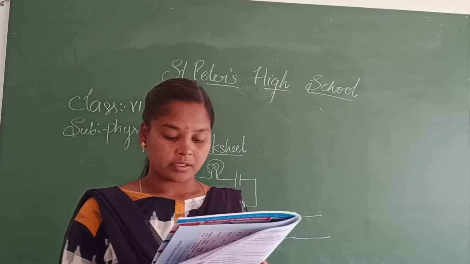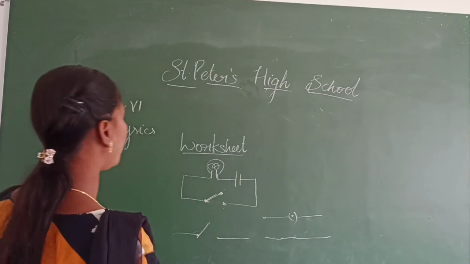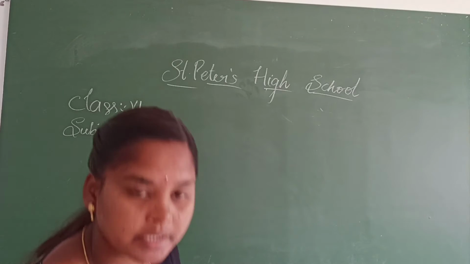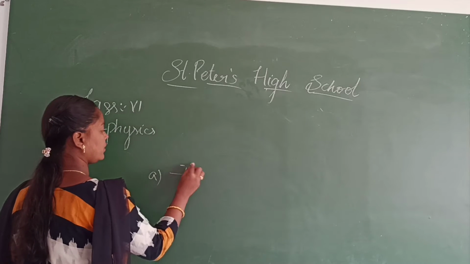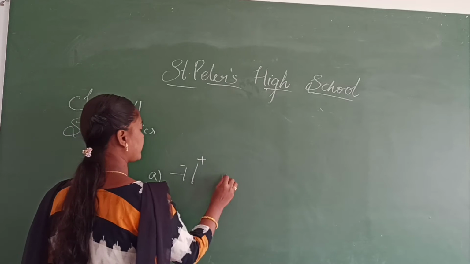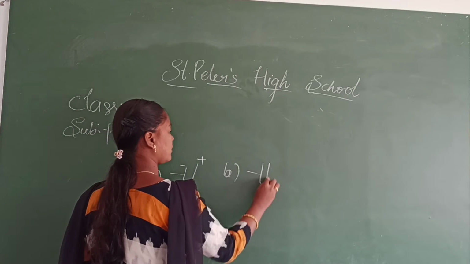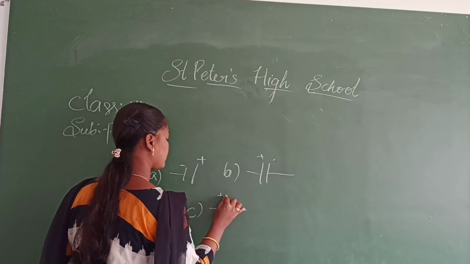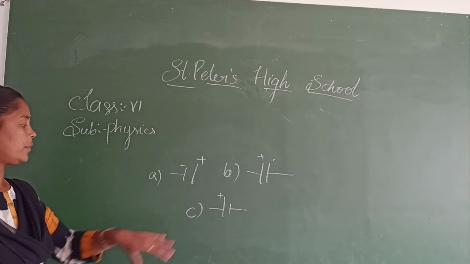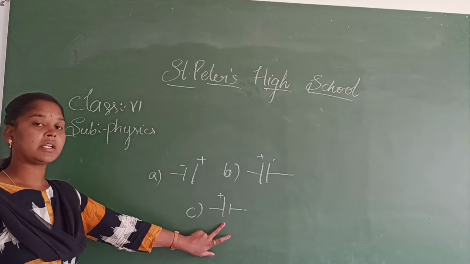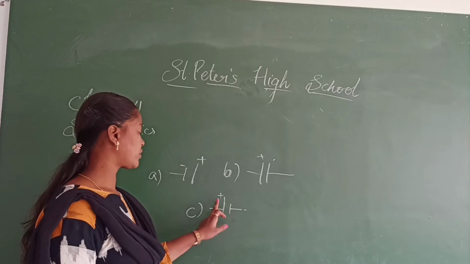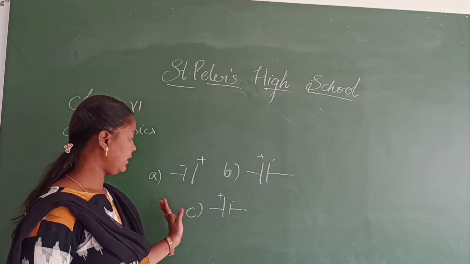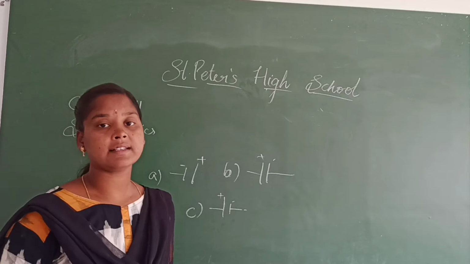Next, how can we represent the symbol of a cell? What is the symbol of a cell? I will give you options here. First one, minus, plus. Next one, plus, minus, and C is plus, minus. Which is the option here? Option C is the correct answer. First will be the positive terminal and next will be the negative terminal. The positive terminal will have the big line and the negative will have the small line. Remember this. And the combination of 2 to 3 cells is called a battery.